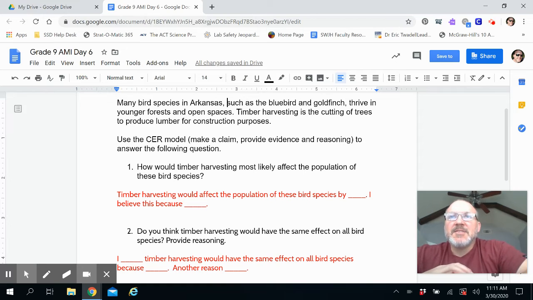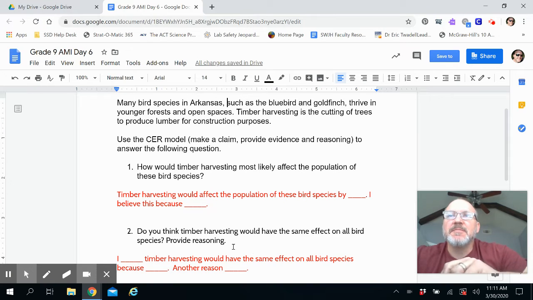Hey guys, I just wanted to provide a little bit of support for this question for the AMI packet day 6. And so I'm going to just jump right in. I'm going to read the prompt. We're going to talk about some important points in the prompt. And then we're going to look at each question and see if I can help get you started in the right direction.